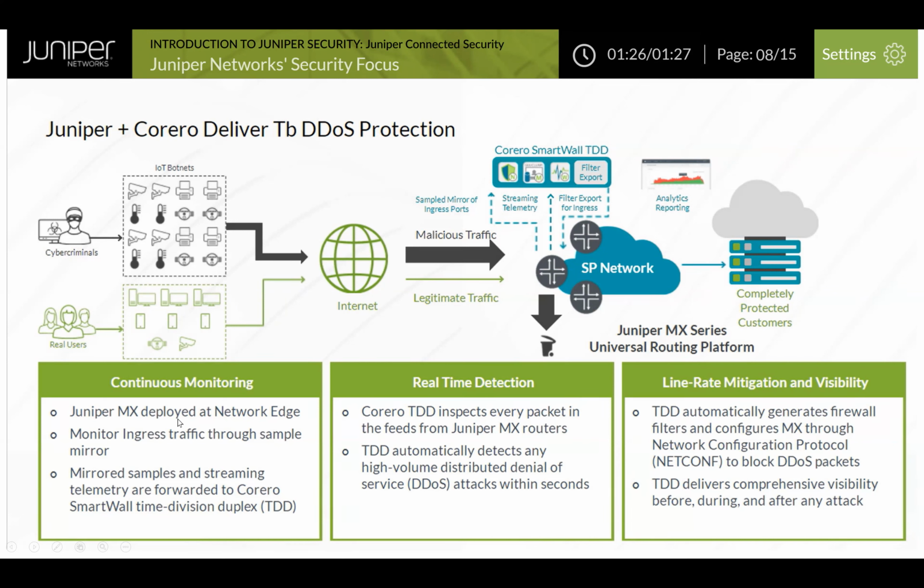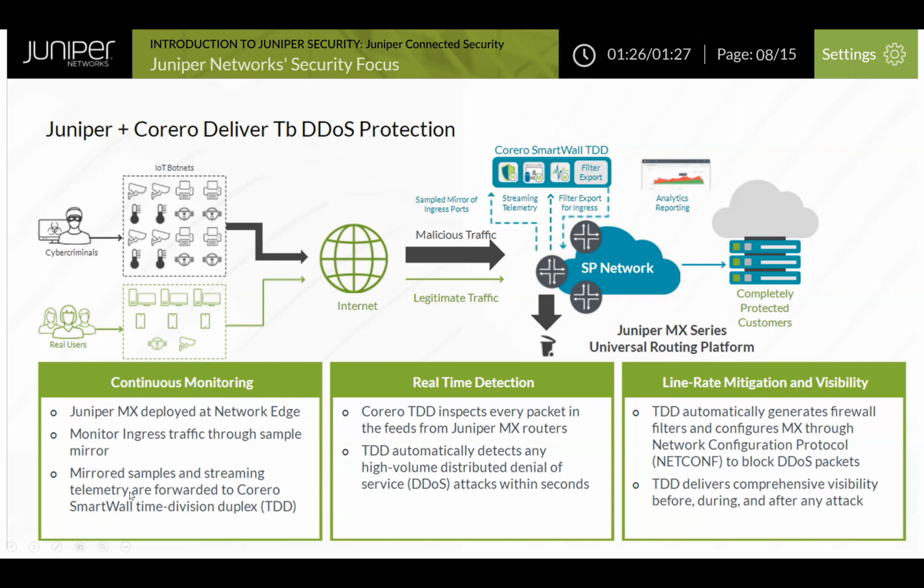So, Juniper MX deployed at the network edge. This is the network edge, monitoring ingress traffic through sample mirror. Who will monitor the traffic? This system is monitoring traffic, using sample mirror of ingress ports.